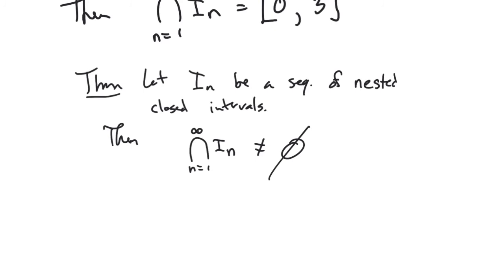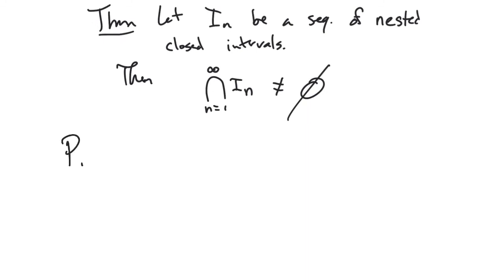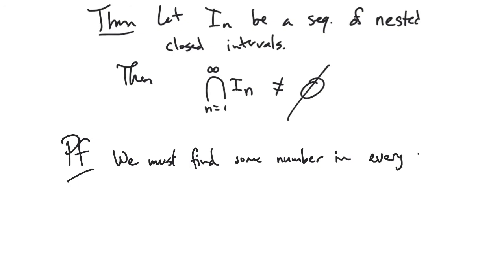I don't know if you believe that, but let's see if we can demonstrate this. Like I said, we've got 10 minutes. I think that's good enough. So let me just say informally to start off, we must find some number in every interval, right? That's what it means to say that the intersection is not empty. It means that at least one number exists in all of them. In the example I drew, there were many numbers in all of them. That's not necessary to show that.